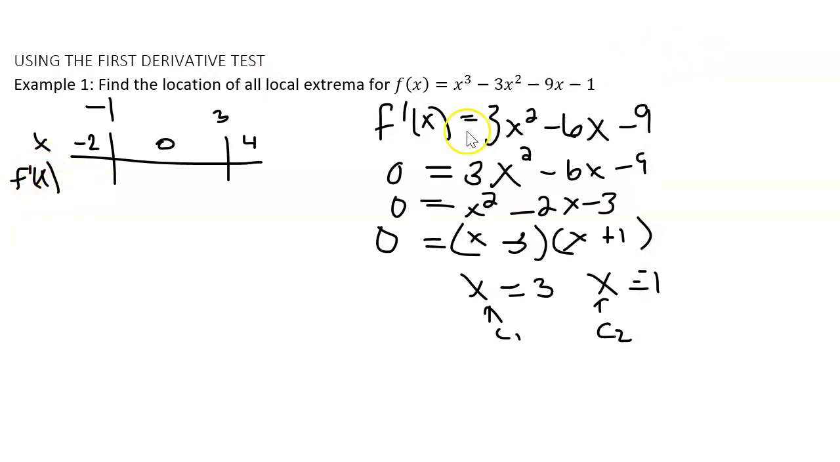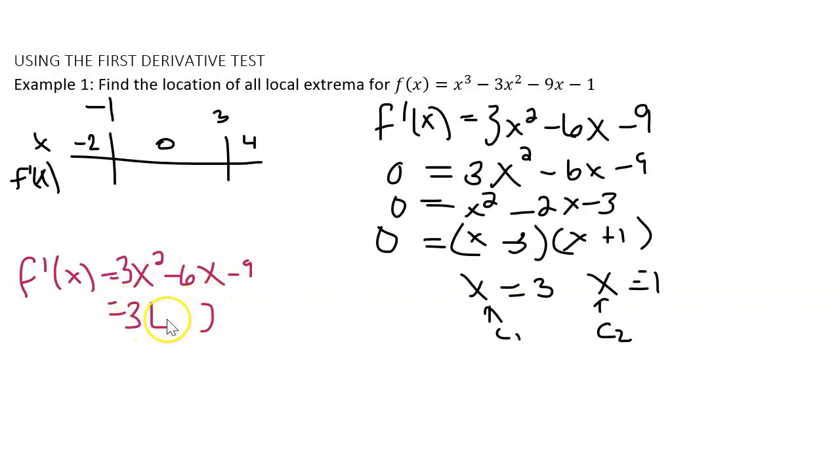So remember our derivative, f prime of x, I'm going to go with the original version, but I'm going to factor it because it's going to make it easier to plug in values. I'm going to take out that 3, and then I know the two factors were x minus 3 and x plus 1. So here I am with my derivative.